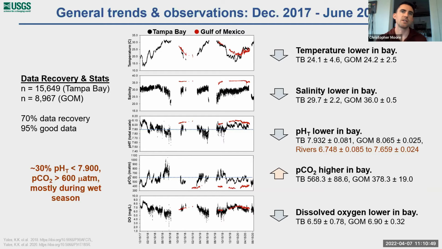Exposure to these more acidic conditions occurs primarily during the wet season, which is likely due to river water influence. The red text on the right of this slide shows a very low range of river pH that flows into Tampa Bay, which is as low as 6.7, relative to the mean Bay and Gulf of Mexico pHs of 7.9 and 8.1 respectively.